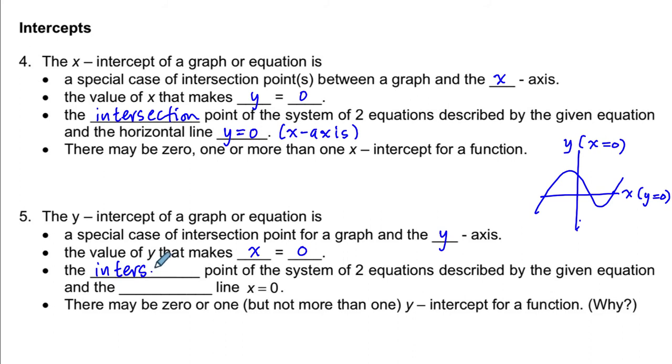The y-intercept is the intersection point of the system of two equations, described again by the given equation, and the vertical line x equal to 0. Again, the vertical line x equal to 0 is just the y-axis. Now for the quick sketch I drew, there were actually 3 different x-intercepts of that function. But for a y-intercept, there can never be more than one. And I'd like you to think about why that is based on some of the properties and the ideas of functions we've been talking about already.